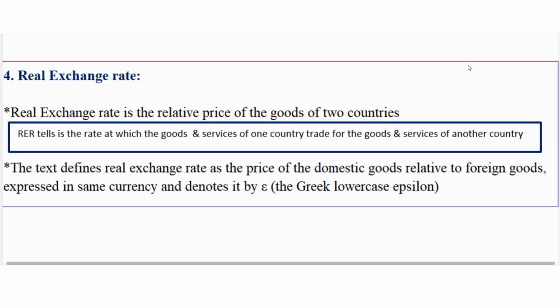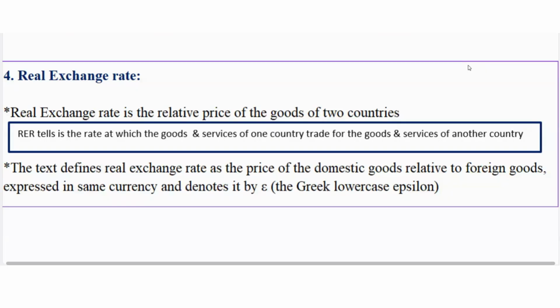Nominal exchange rate is the relative price of currencies between two countries. It tells us the rate at which the currency of one country trades for the currency of another country. But real exchange rate is the relative price of the goods of two countries. It tells us the rate at which the goods and services of one country trade for the goods and services of another country.